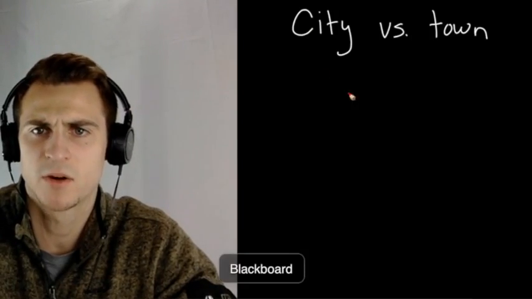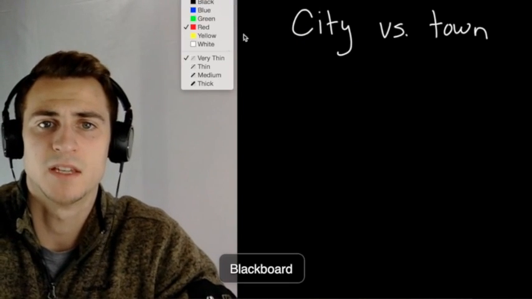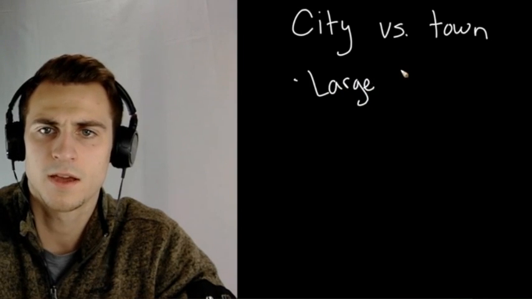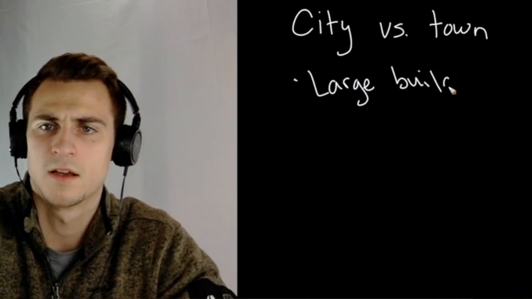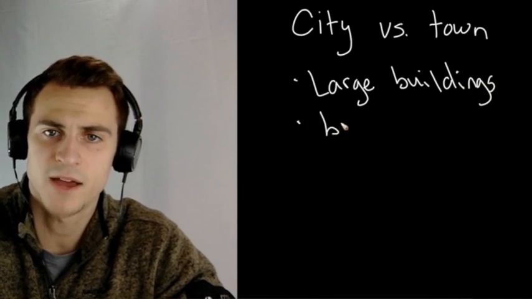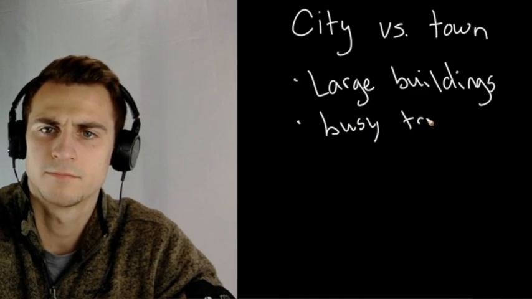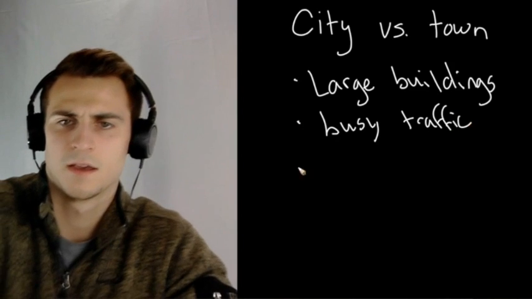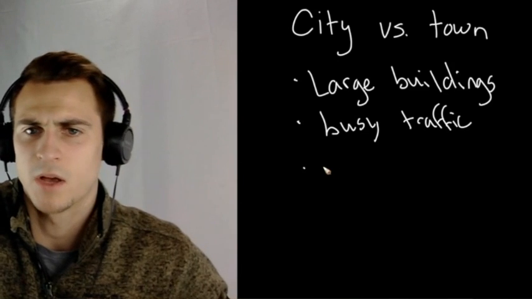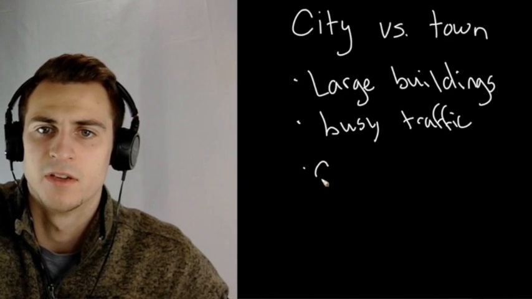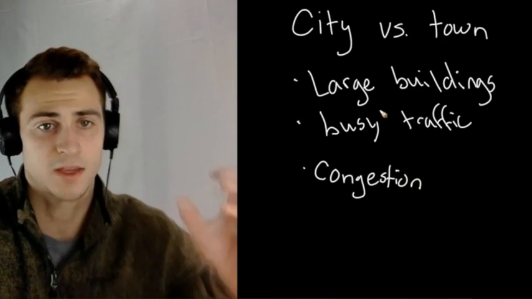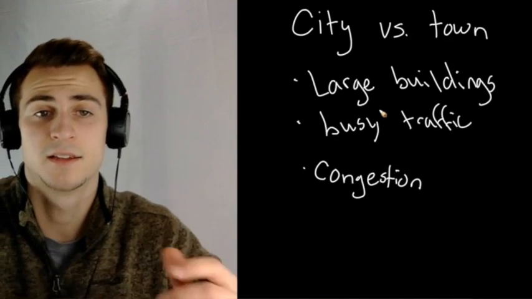All right, so let's go back to our notes and note what we have seen so far. We have large buildings, definitely something to look for. We have busy traffic. And what else did we see? We also have what looks like a lot of congestion, so not much room to move. Everything is sort of close together. That's what I mean by congestion.